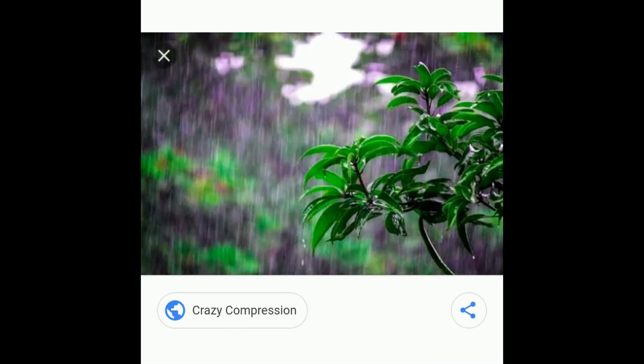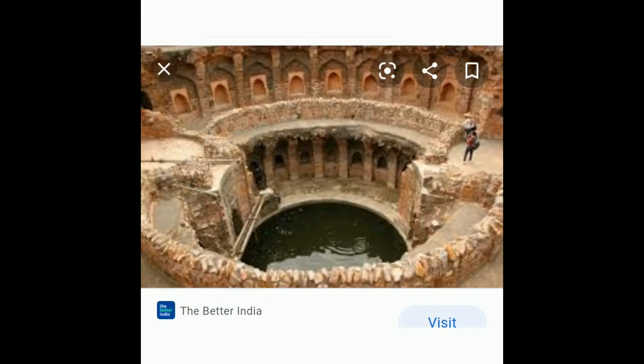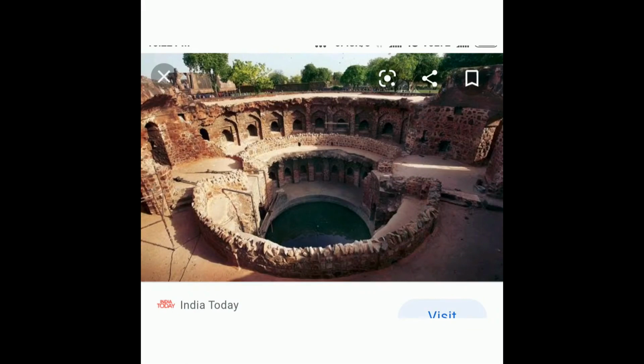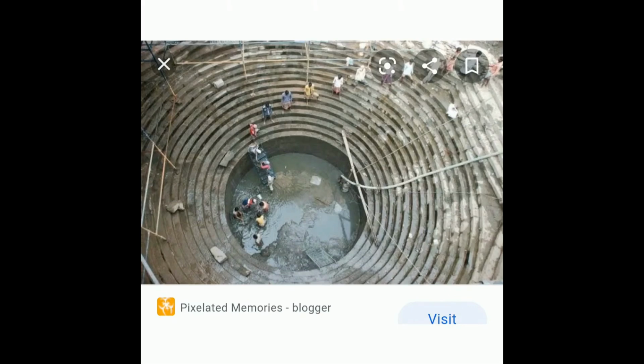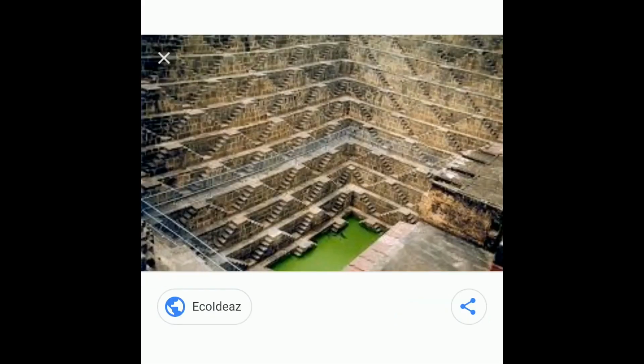We know that the main source of water is rain. Do we conserve rainwater? How was it done in olden days? They made large pools or ponds that collect rainwater. How can we preserve rainwater for future use?